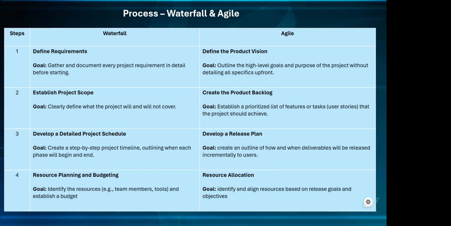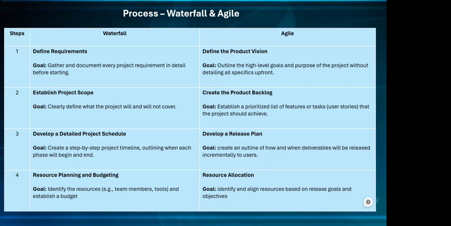What vision do we have for this project? The goal is to outline the high level goals and purpose of the project without detailing all specifics upfront. With agile, there are no specifics. You don't cross all the T's and dot all the I's. You just need a high level goal and purpose of that project. You collaborate with the stakeholders to define the end goal. What is the vision? What is the outcome? What is the expected desire? What is the satisfaction for the customer or the client end users when it comes to this project? That is what they know, and then they keep collaborating on it going forward.